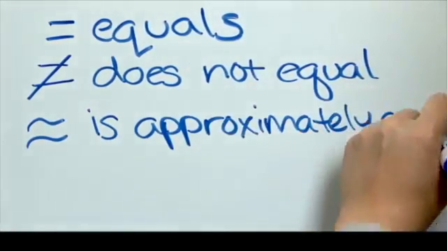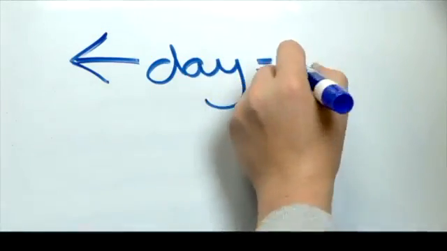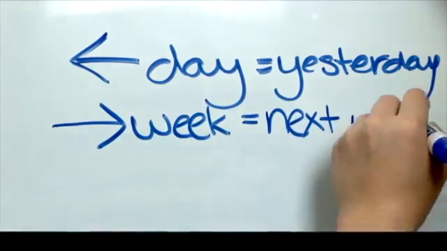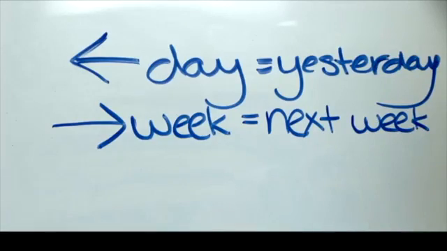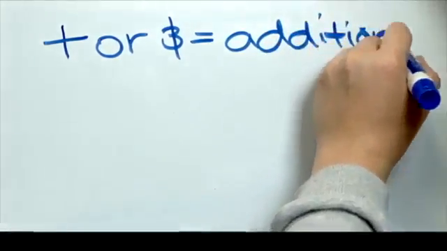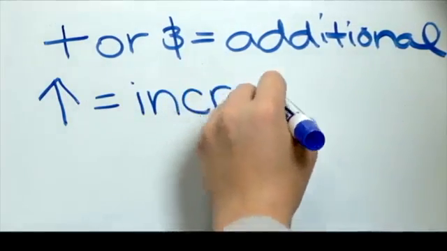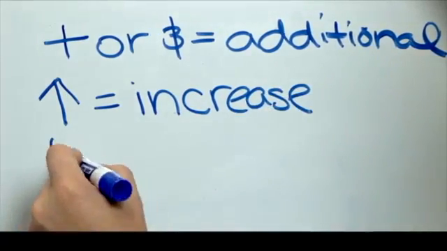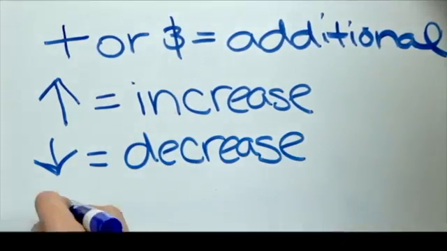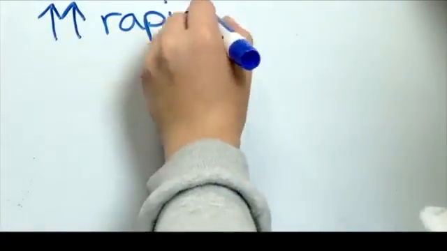Let's look at the following symbols. An arrow to the left may refer to anything from the past, while an arrow to the right may refer to anything from the future. Plus or ampersand may refer to anything that is added, additional, or extra. An arrow going upward, meaning anything increasing, going up, or growing. An arrow pointing downward, meaning anything going down or decreasing. A minus sign, meaning without or negative. Here are some other examples.